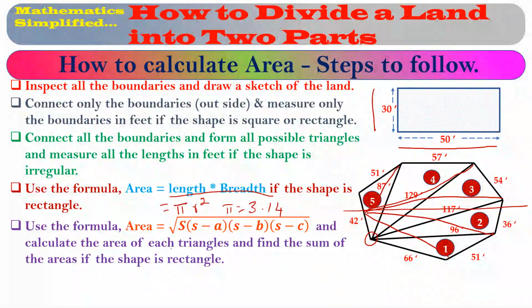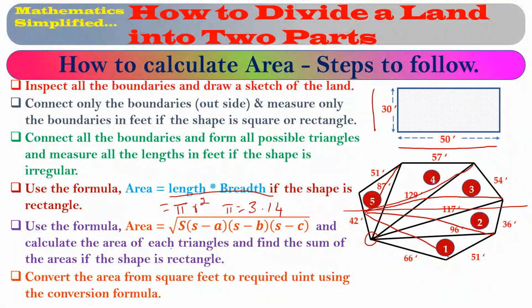Next, if the land is an irregular shape and we formed all possible triangles, then we need to calculate the area of each triangle using this formula. Area of triangle equals square root of S into S minus A into S minus B into S minus C. Next, we need to find all the triangles' areas and sum them. That is the total area of the land. This will give the area in square feet because we measured the land in square feet. Then we need to convert to whatever units we want.